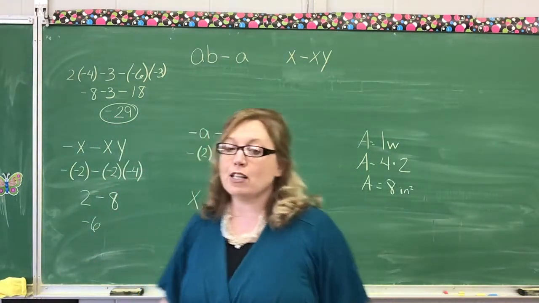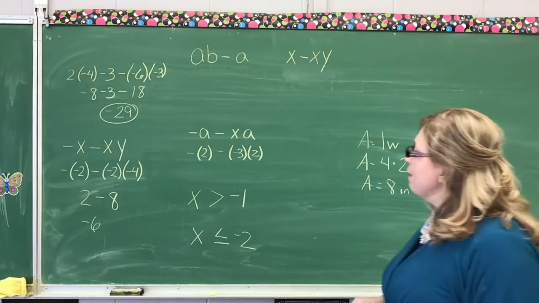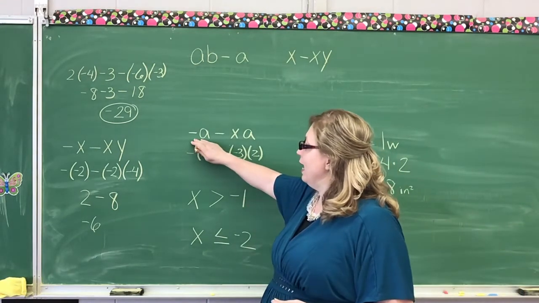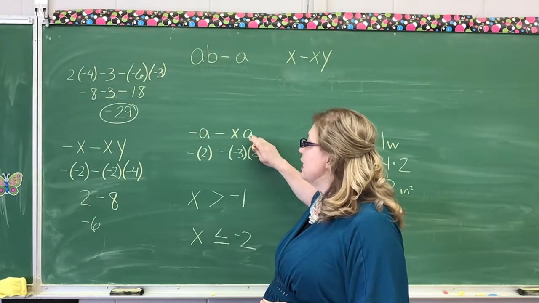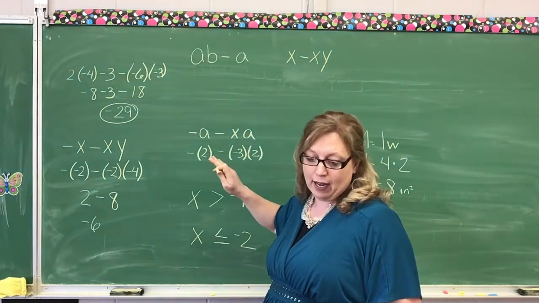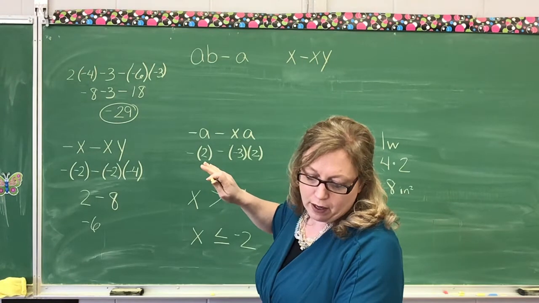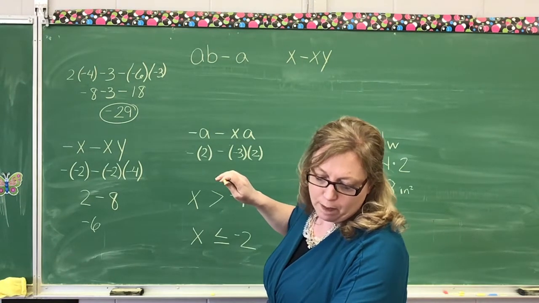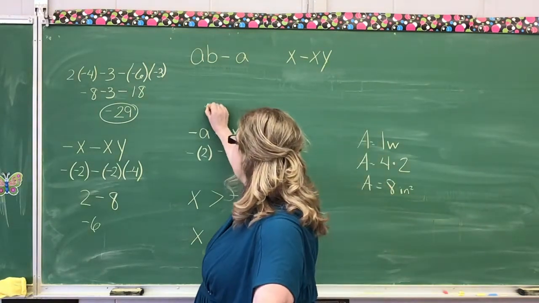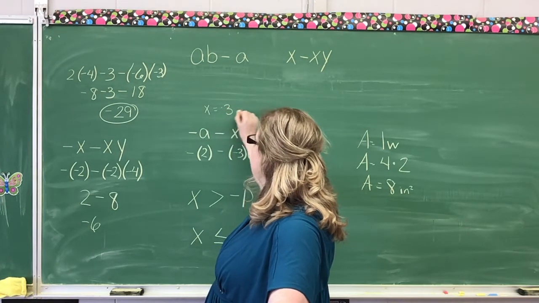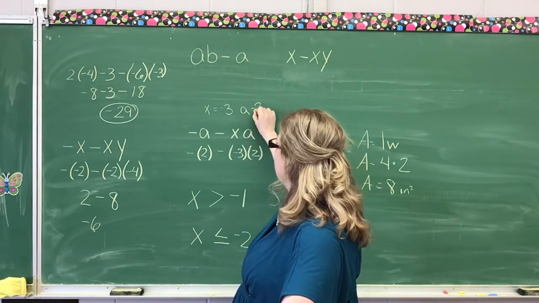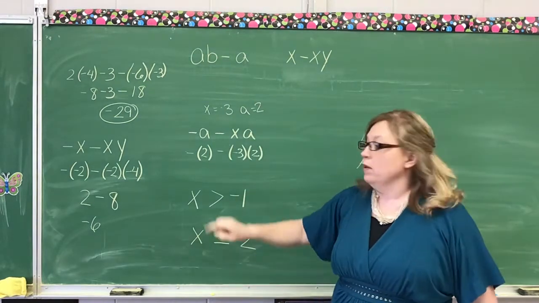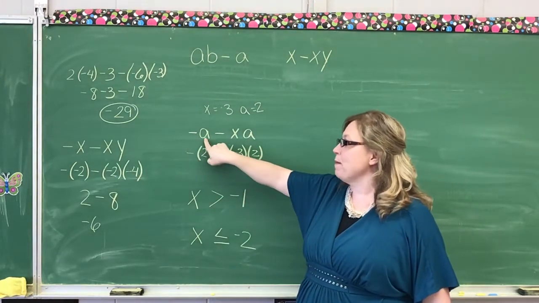All right? Let's look at the next one. We have a negative a minus ax. Now here's a difference, okay? Let me look on here, make sure I have the right evaluations here. We're going to say that x is -3 and a is 2. Now, this says the opposite, right?